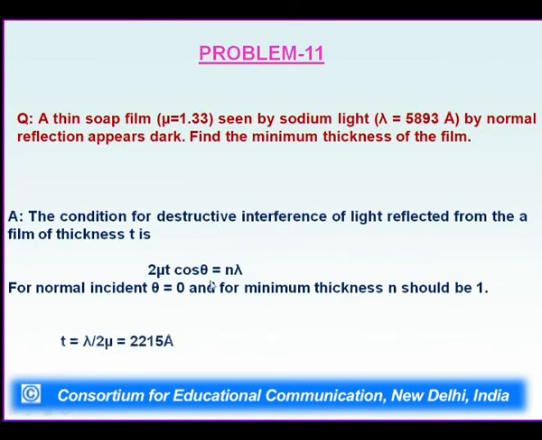Now, we put 2 mu t cos theta is equal to n lambda. As the ray falls normally, theta is equal to 0, and for minimum thickness n should be 1. So n is equal to 1, cos theta is equal to 1 as theta is equal to 0. So t is equal to lambda by 2 mu. Putting all the values, mu is 1.33 and the value of sodium light lambda is 5893, and then the thickness is equal to 2215 angstrom.